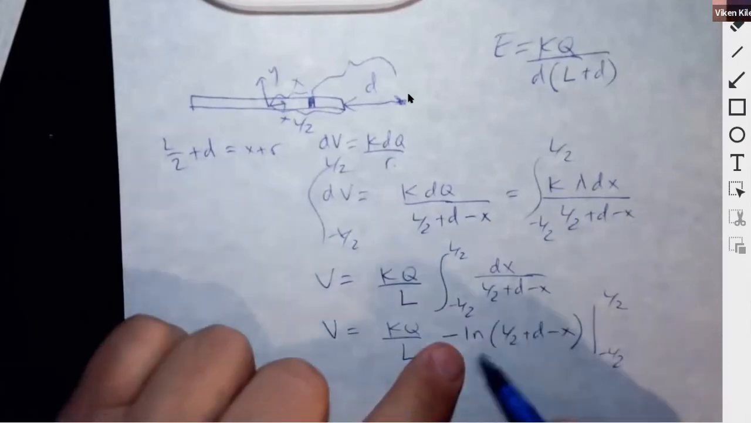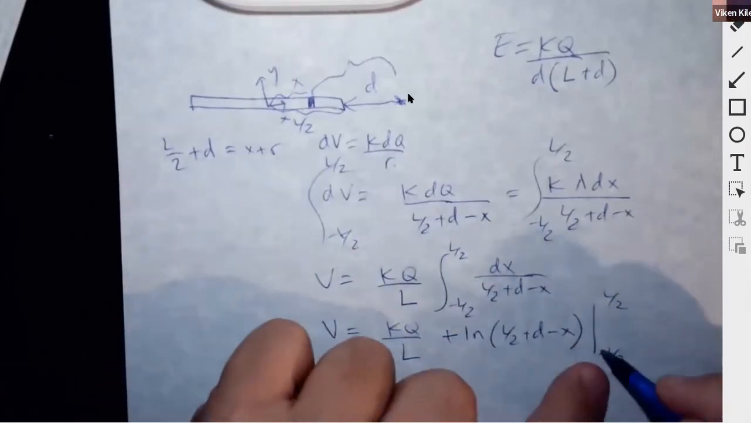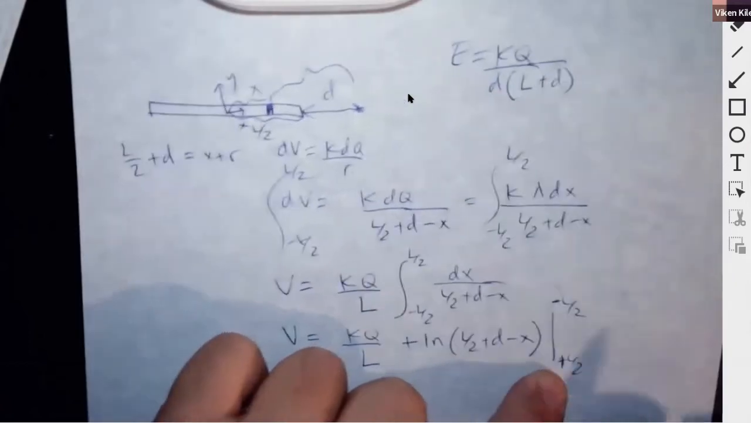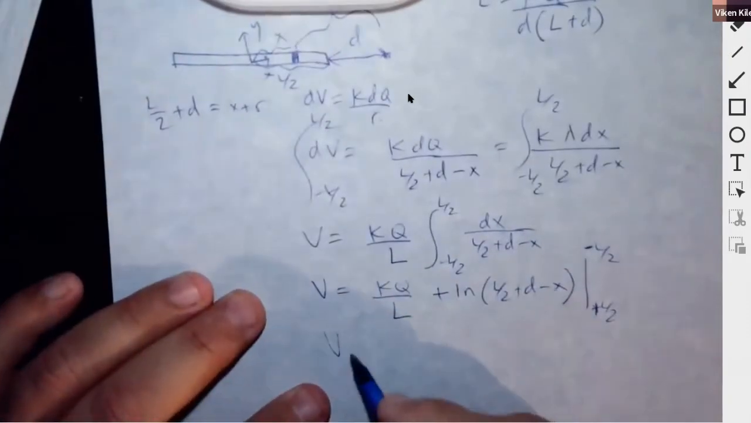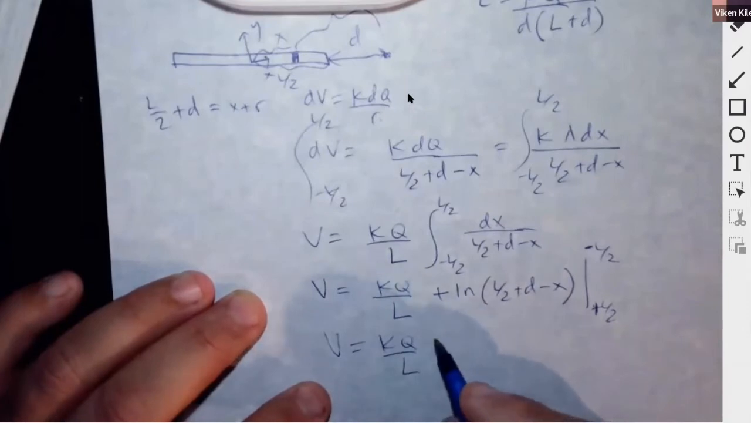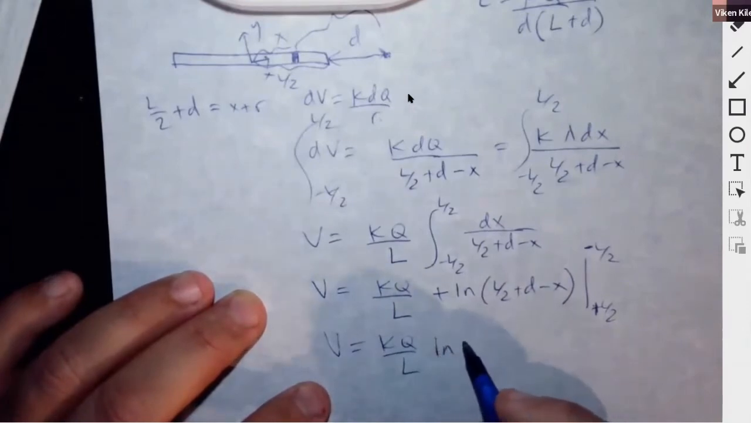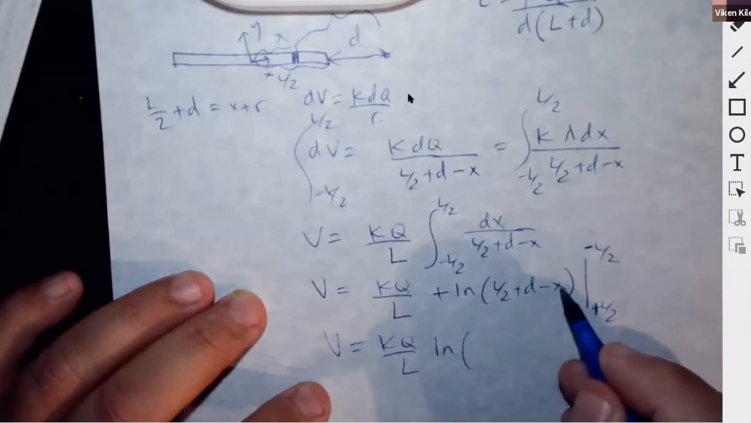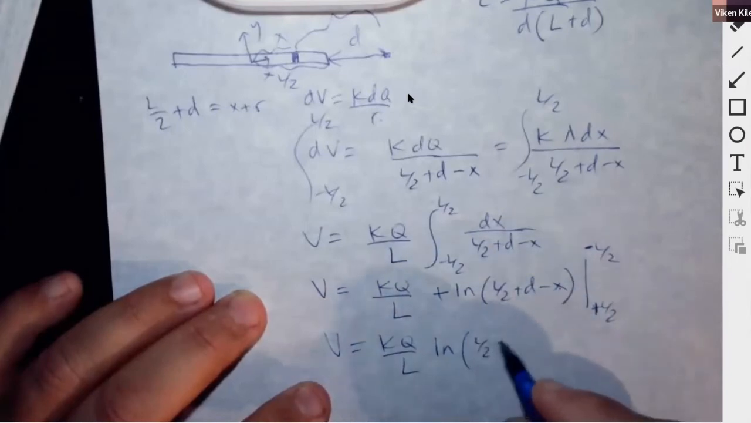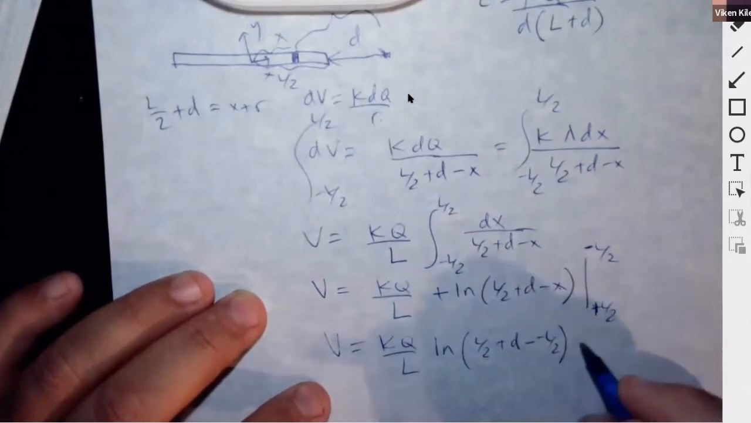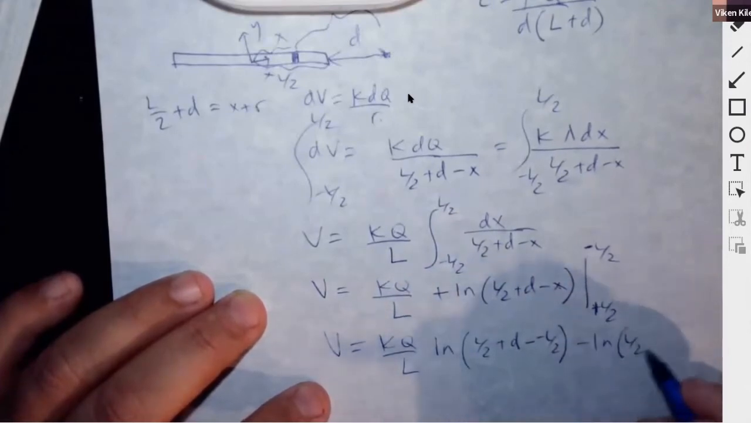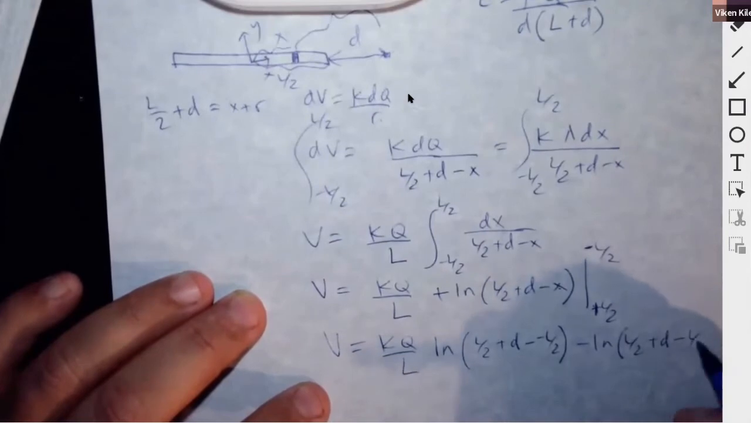Right? Or I could reverse the direction of the integral like this, L over 2 to negative L over 2, and then put this here, so the voltage is KQ over L, ln of, and put negative L over 2 here, so L over 2 plus D minus negative L over 2, minus ln of L over 2 plus D minus L over 2.